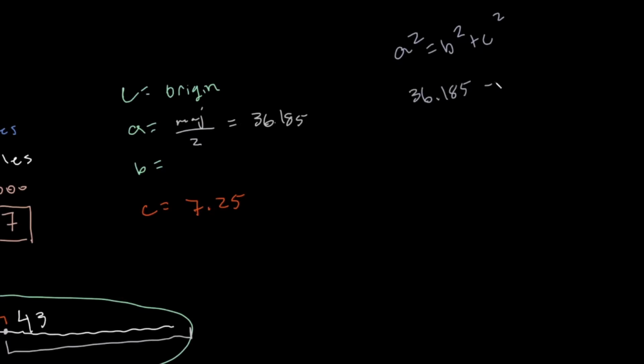So we get 36.185 minus C squared, 7.25, and these are both squared. This equals B squared, so I can just take the square root of this. And so B, we're just going to round to 3 decimal places usually. B is 35.451.